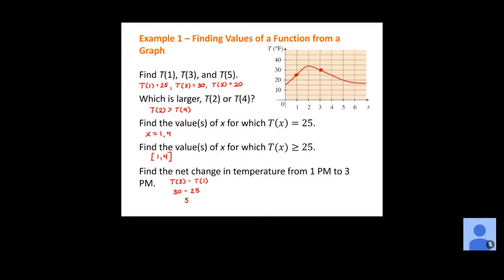Now in this case, because we are looking at a net change in temperature, I am going to include units on this. So notice our temperature is measured in degrees Fahrenheit. So this would be 5 degrees Fahrenheit. What that tells us now is that our temperature went up by 5 degrees because it's a positive 5 between the hours of 1 p.m. and 3 p.m.